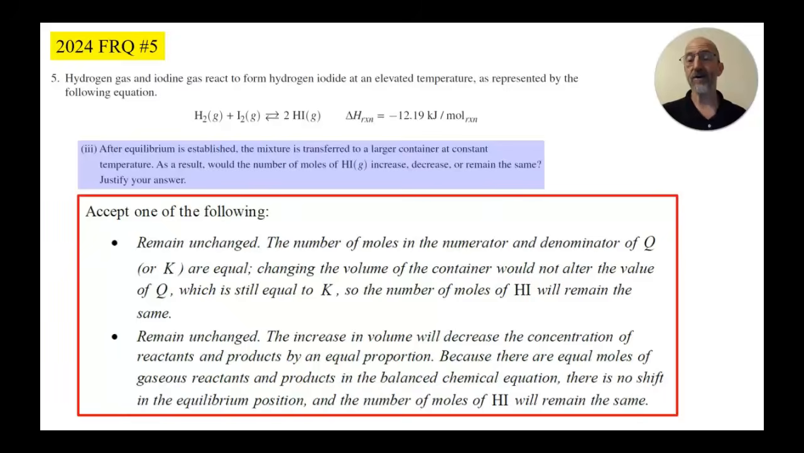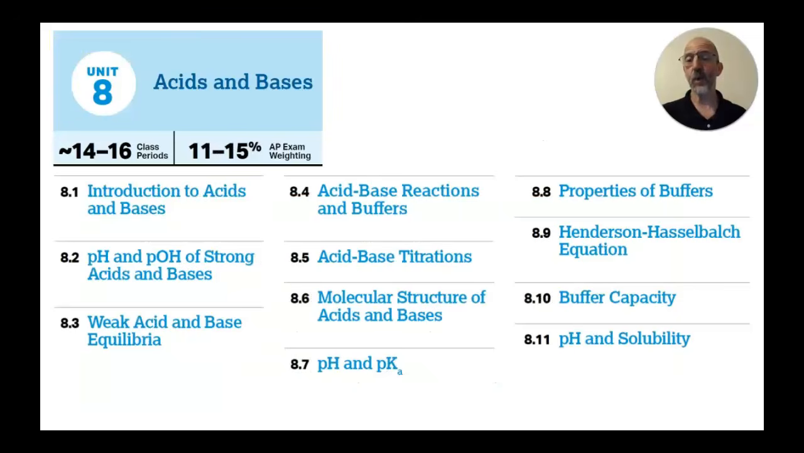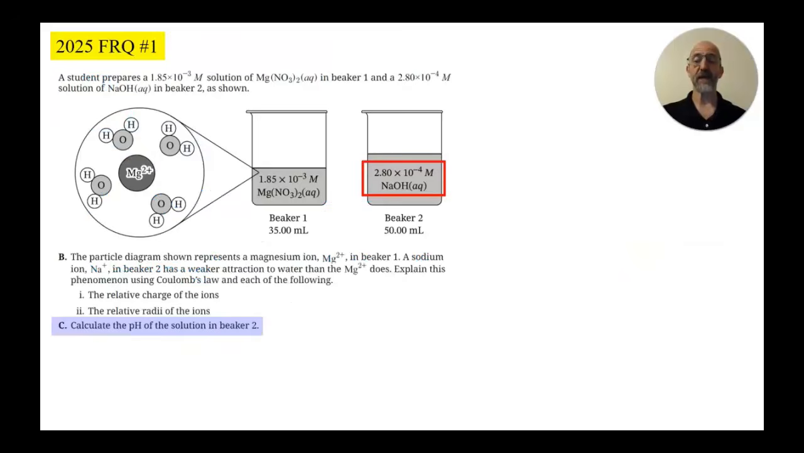All right, and now our next free response question will be under Unit 8, Acids and Bases. So the first free response question I would like to show you is from the 2025 AP Chemistry exam, and it says calculate the pH of the solution in beaker 2. Now, the solution in beaker 2 has a concentration of 2.8 times 10 to the negative 4 moles per liter.